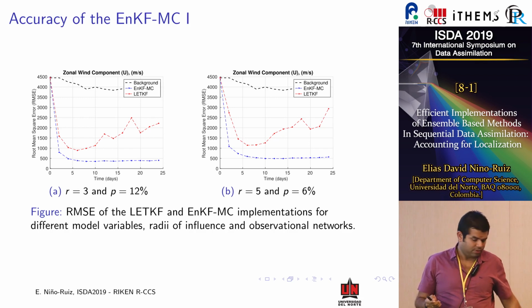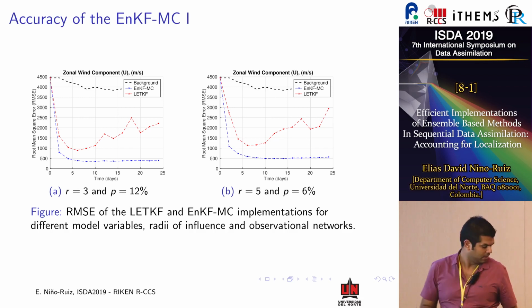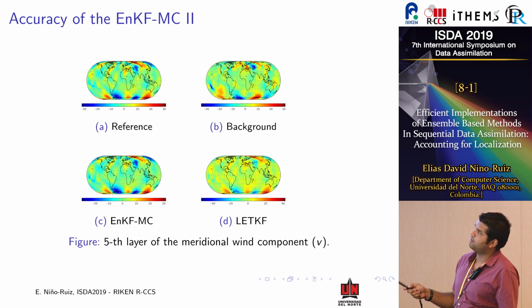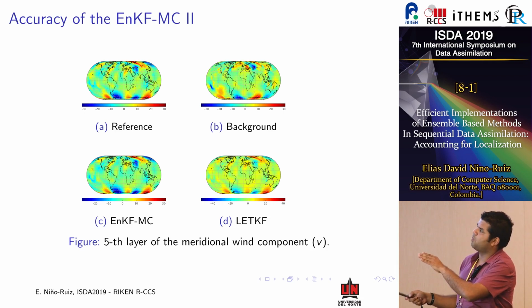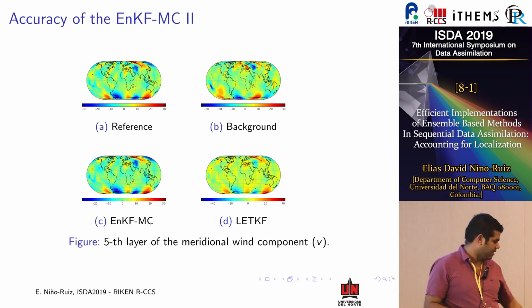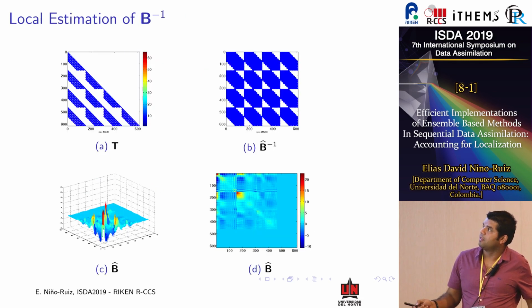As you can see, in the very first assimilation cycle, this is the reference solution, this is the background, this is the modified Cholesky implementation, and this is the LTKF. The LTKF is able to dissipate the spurious waves here near the poles. However, the magnitudes of the variables are quite different. The same holds for the zonal wind component U.